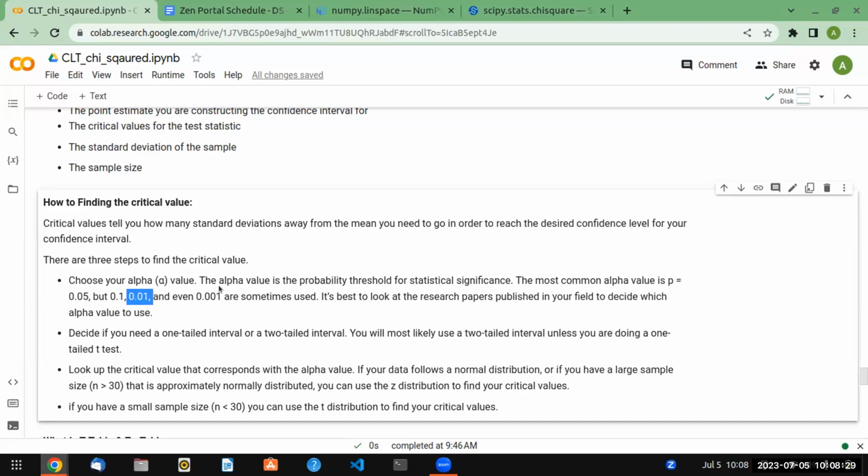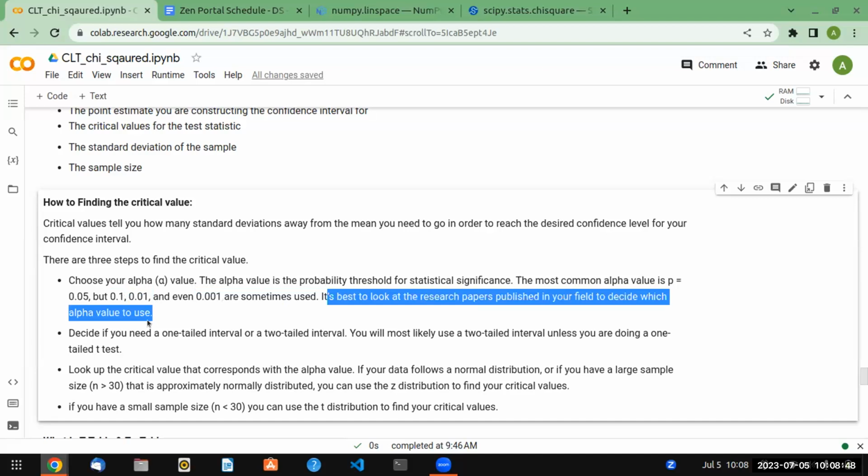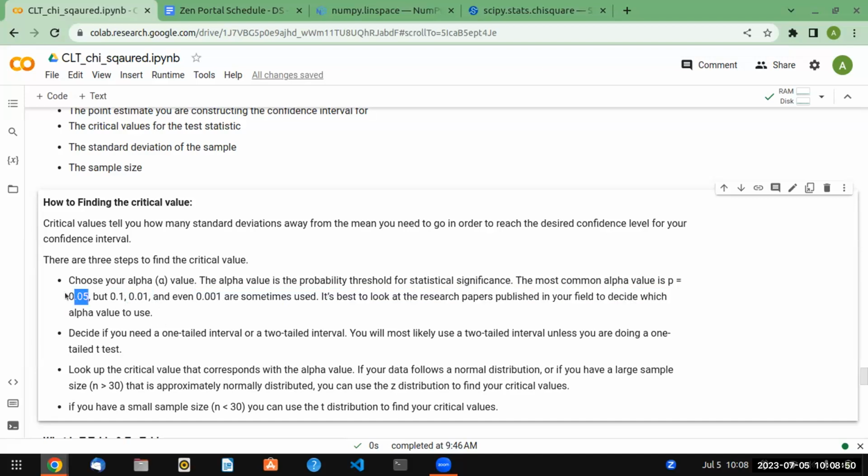Even sometimes people use an alpha value of 0.001. That means 99.9%. People also use that, but it is best to look at the research papers published in your field or work environment to decide the alpha value. But usually people take the value 0.05. That is the first step.